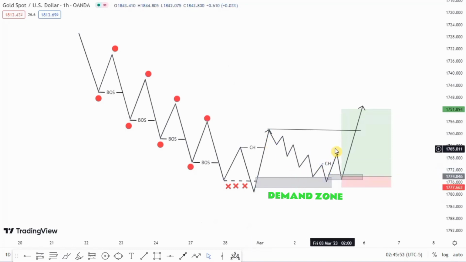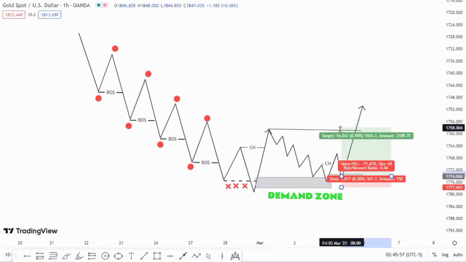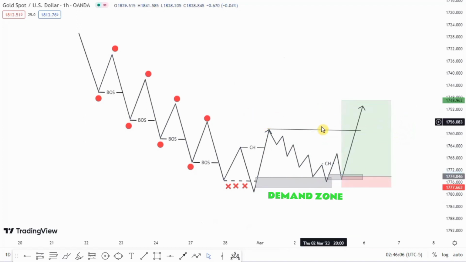So now the market comes to our demand zone and we have a change in character. You can actually take your buys within that area when you get your confirmation. Make sure you practice this over and over and over again, so that you'll be able to master it.